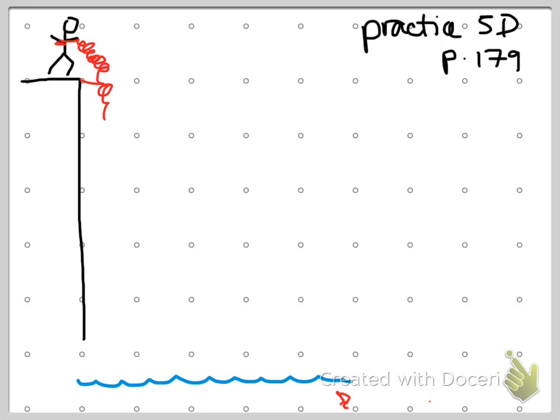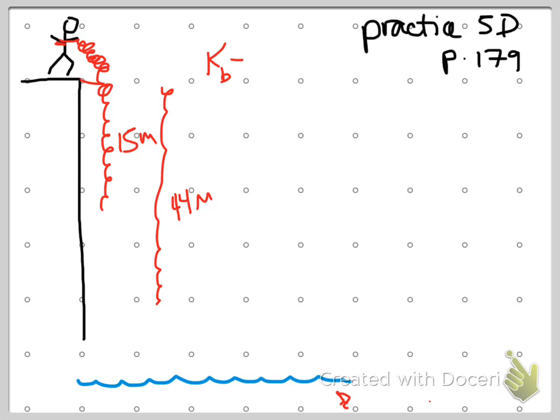Okay, so the unstretched length of this bungee cord, we're told, is 15 meters. When it's all stretched out, it has a length of 44 meters. The spring constant of the bungee cord, K of the bungee, is equal to 71.8 newtons per meter. What is the potential energy relative to the surface of the water at the point when the stuntman stops falling?